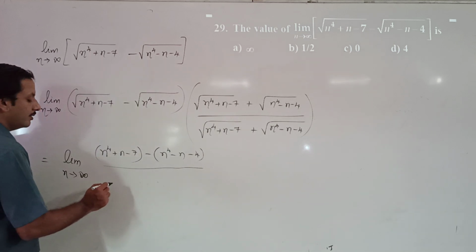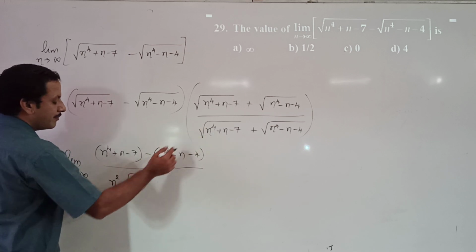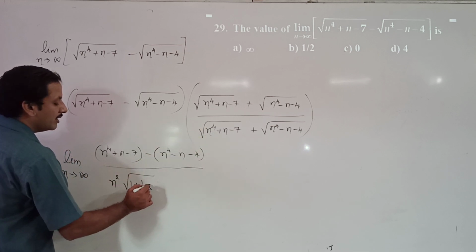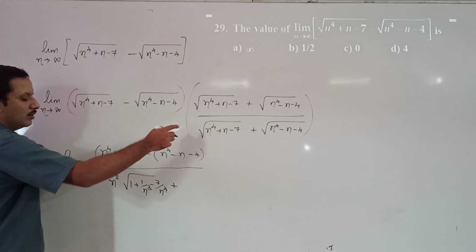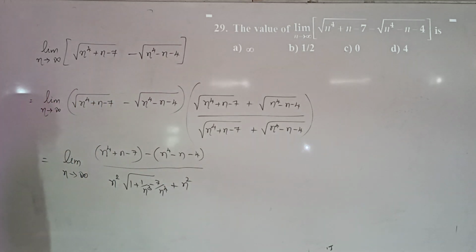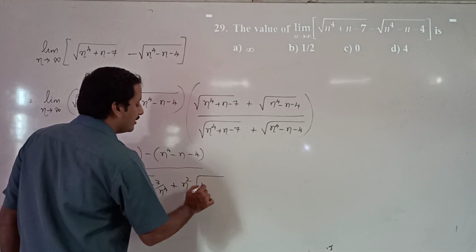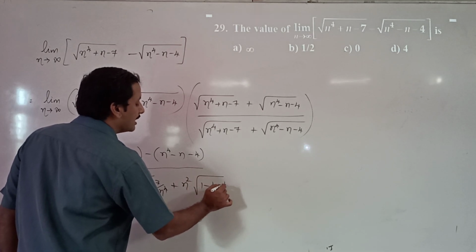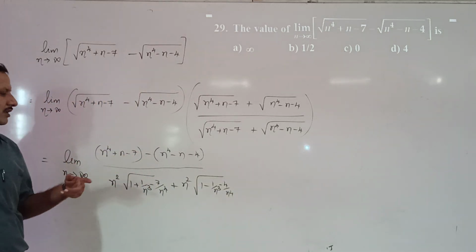When it goes outside the root, it will become n square into root of 1 plus, I have taken n power 4 out, so 1 by n cube minus 7 by n power 4 plus, I will do the same thing in the next term also. I have taken n power 4 as common, so when it goes outside the root, it will become n square into root of 1 minus 1 by n cube minus 4 by n power 4. Here n power 4 gets cancelled.